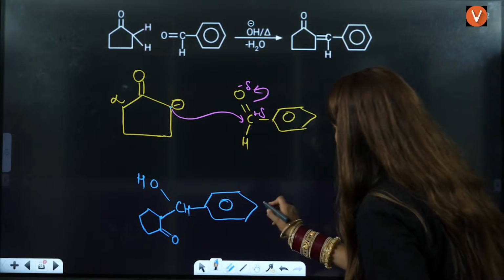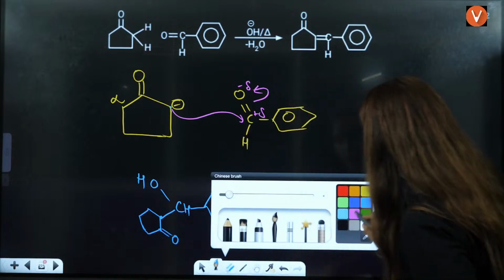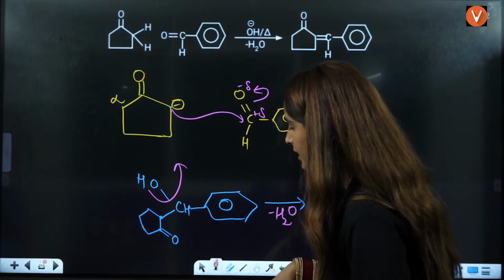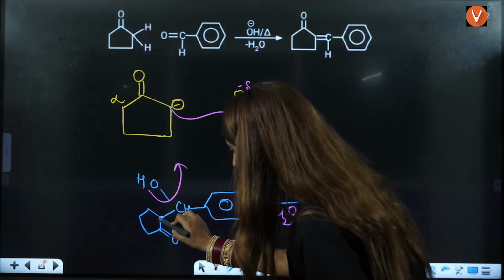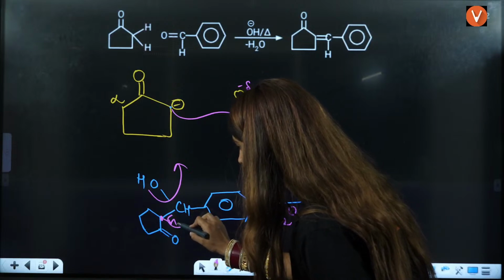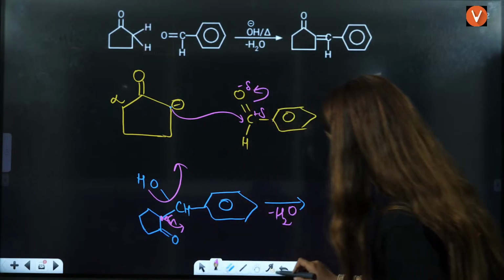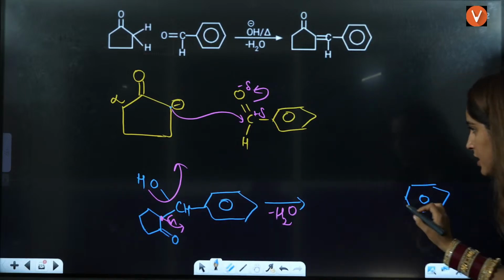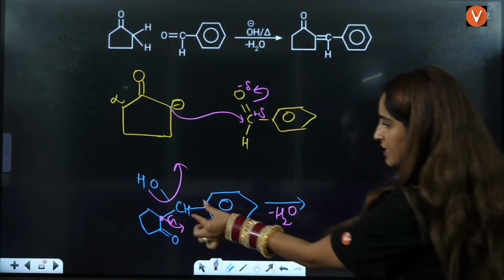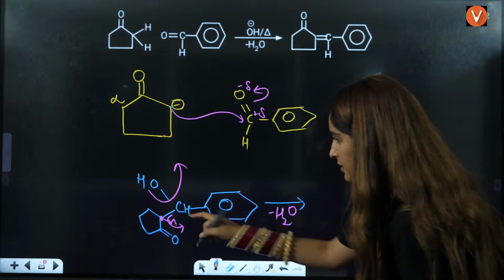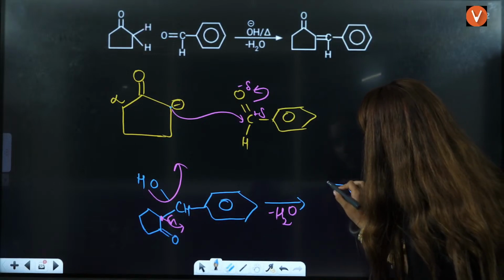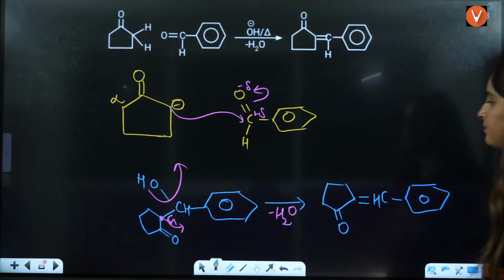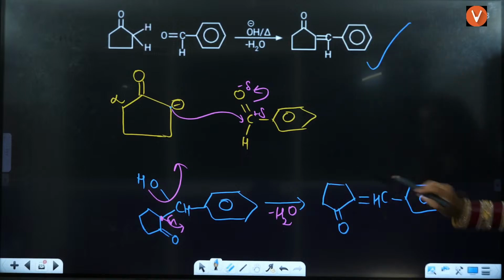Okay. After this, there will be condensation. Condensation means minus of water. So OH will be eliminated from this side, right? And hydrogen will be eliminated from this side. Okay. So the double bond will shift here. So the answer will be this is benzene. Okay. This is CH, which has a double bond here, right? Then you have a pentagon ring which has a double bond next to it. Okay, so this is the final product that we have formed, right?